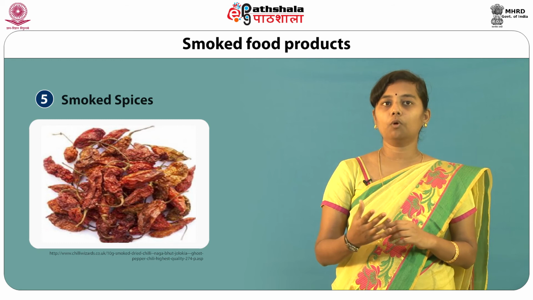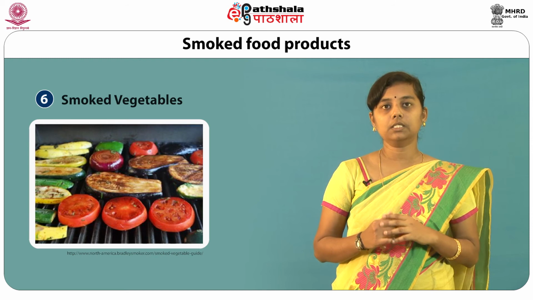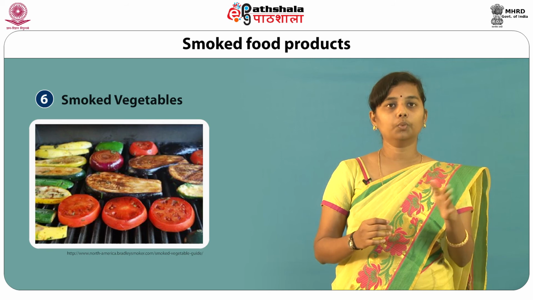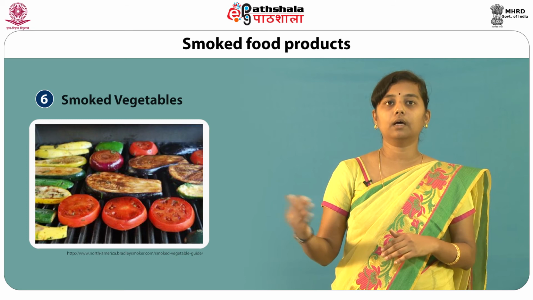Smoking of vegetables such as onion, tomato, cabbage and corn is also common. During smoking of vegetables, they are sprinkled with salt and spices along with oil. They are further processed into soup and also can be added in other dishes. The smoky flavor adds an extra taste to the dish.